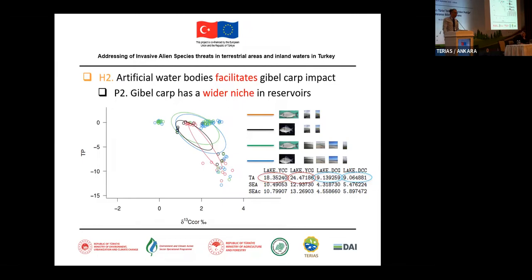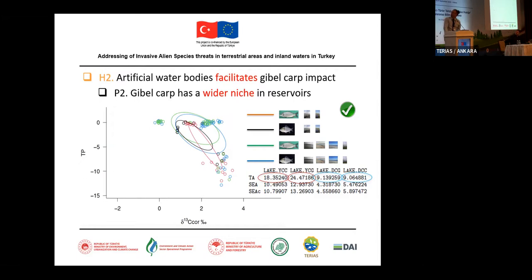But still, there is a catch here: both species reacted in the same way, but not with the same magnitude. Both in natural lakes and reservoirs, they changed their use of niche area, but gibel carp again had a wider niche, especially in the reservoirs, and the difference was not small.